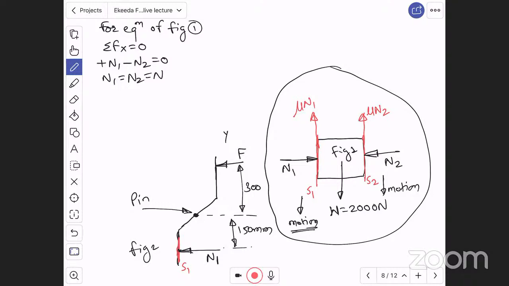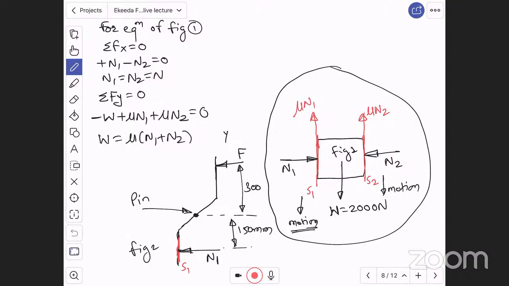Again, for equilibrium of figure 1, the summation of forces in y direction is equal to 0. This is another equilibrium equation. Downward force is negative, upward force is positive. Therefore, downward is minus W, upward is plus mu N1 plus mu N2, equal to 0. From this, can I write W is equal to mu (N1 plus N2)?